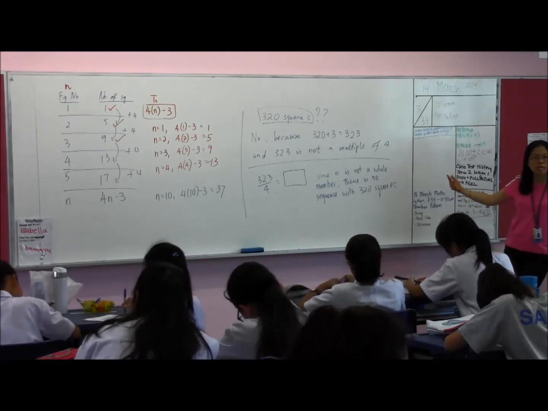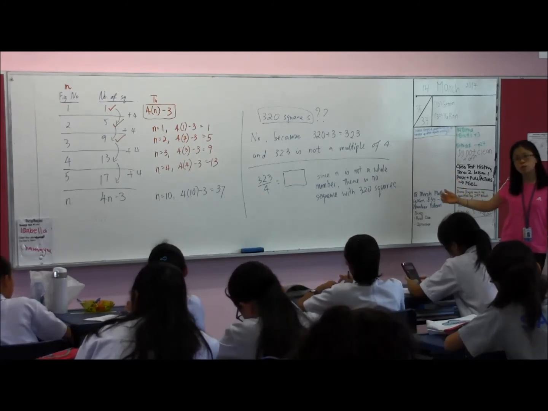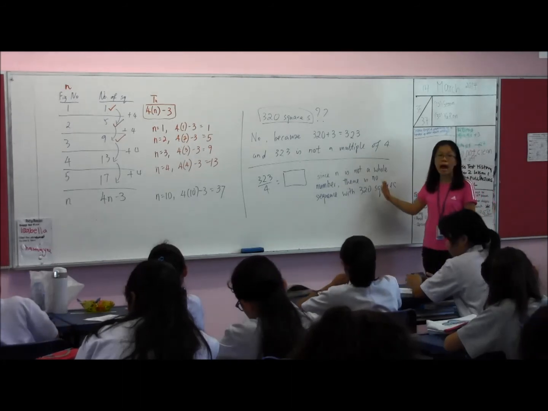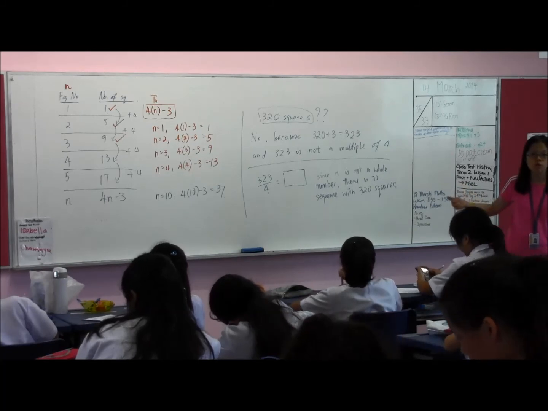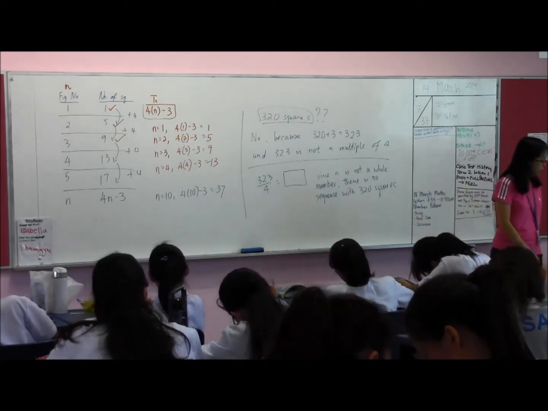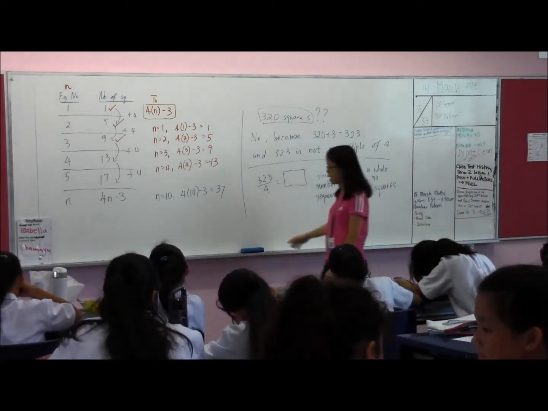Okay, these kind of questions are considered higher order. Which means you need to have some idea to get the general formula and use that to help you justify whether it is possible. So far, okay.